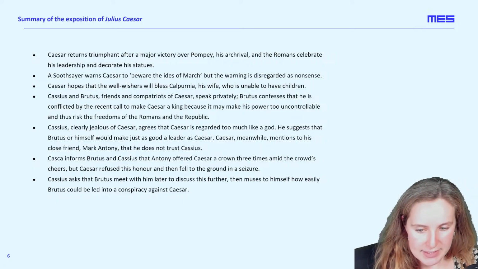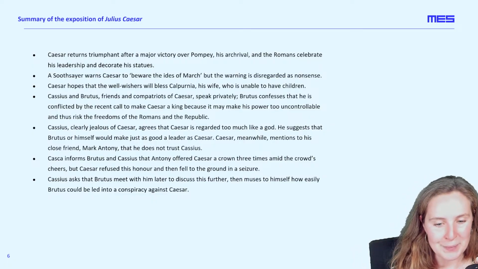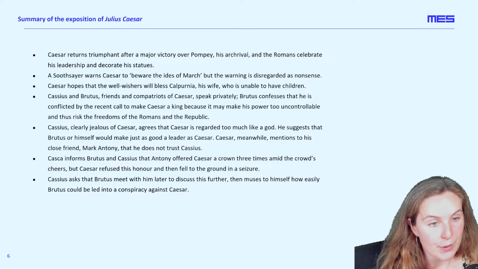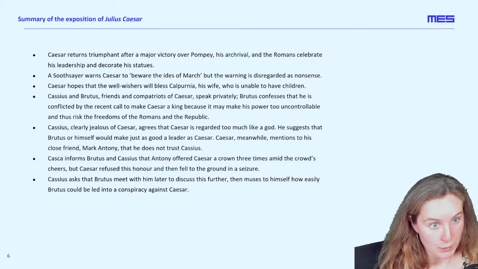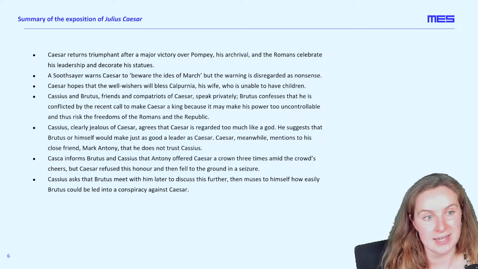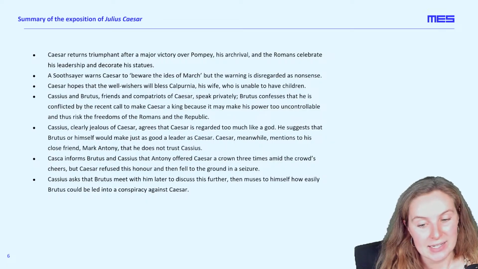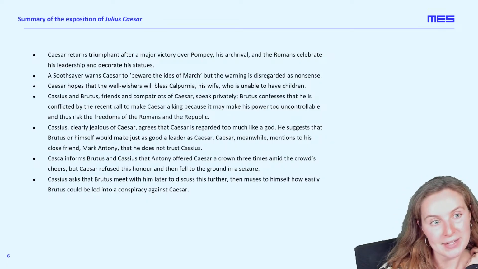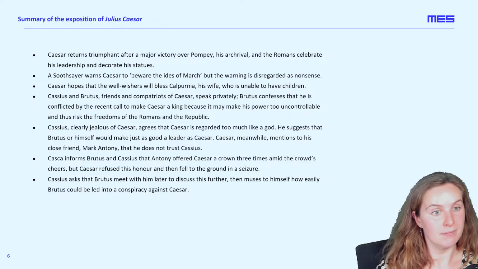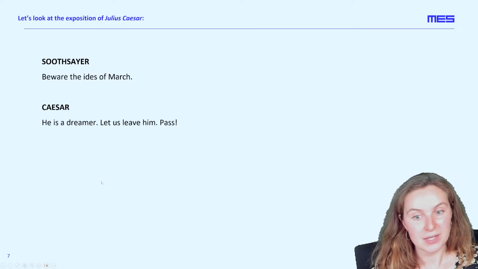And then Cassius, at the end of this scene, asks that Brutus meet with him later to discuss this further, then muses to himself how easily Brutus can be led into a conspiracy against Caesar. So Cassius now shows his cards to the audience. Through this dramatic irony, we see that Brutus isn't aware that Cassius has kind of an underlying plot or scheme in mind. But interesting that he is self-aware enough to say, if I were Brutus, I wouldn't trust the Cassius in speaking to me and what he is trying to get out of the situation.